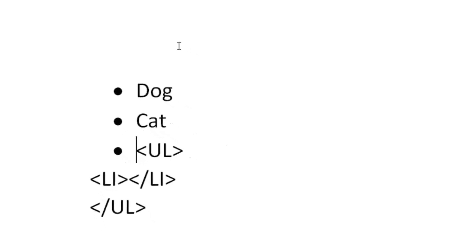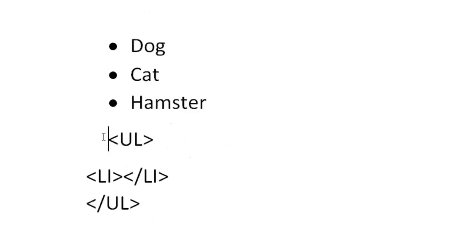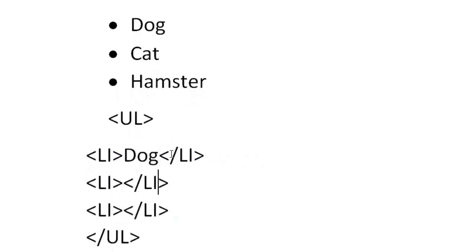So let me do this again. Let's say, for example, we want to duplicate dog, cat. So we start the unordered list with this tag, right? And then we finish the list with this tag. Now, each one of these items are going to be this, right? So this is going to be dog, cat, and hamster.